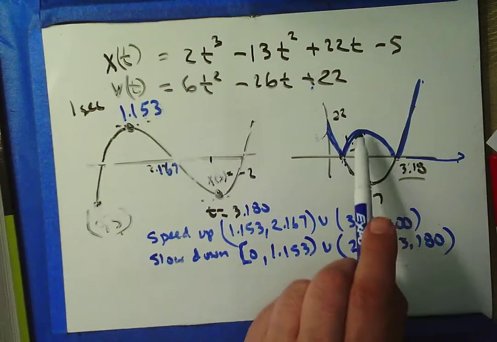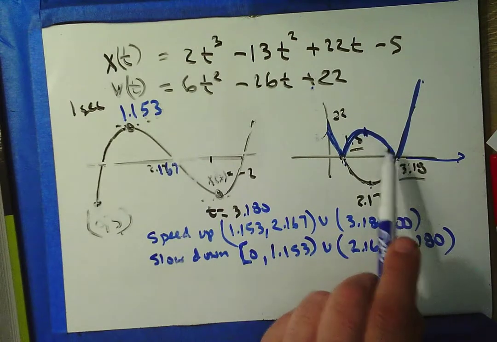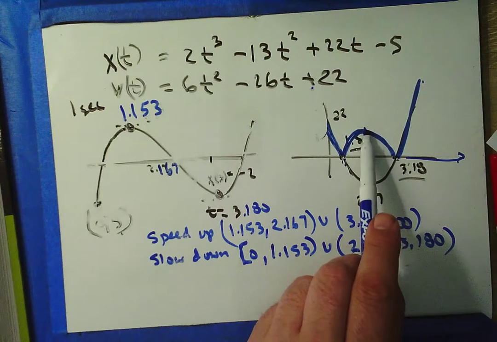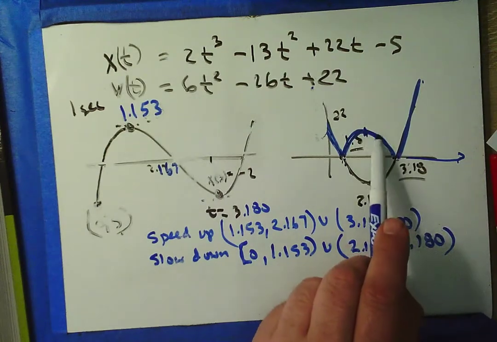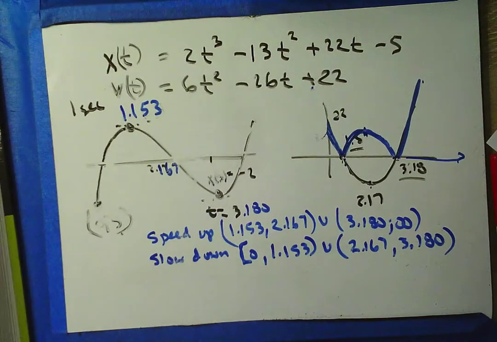And from 2.167 to 3.180, I think we're slowing down because the slopes here are negative as well. So take a look at that speed graph. Okay, what's next? That was B. When does the particle change direction?